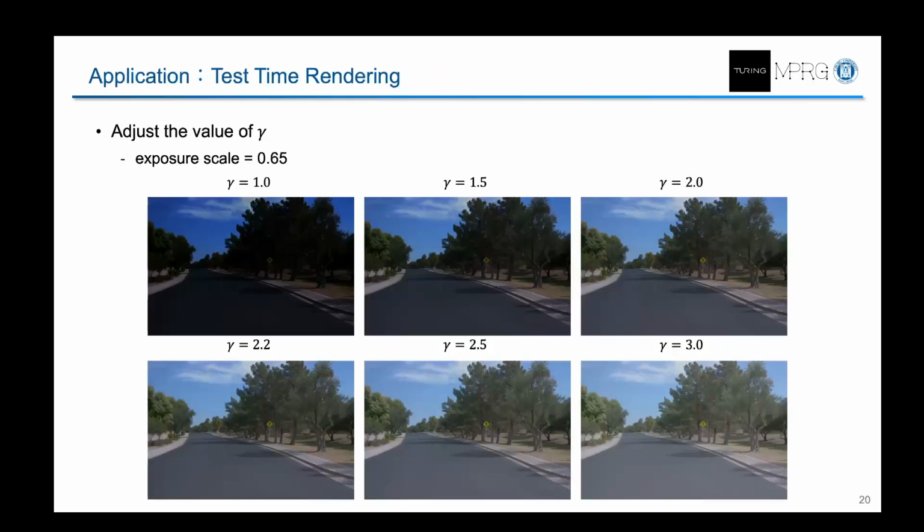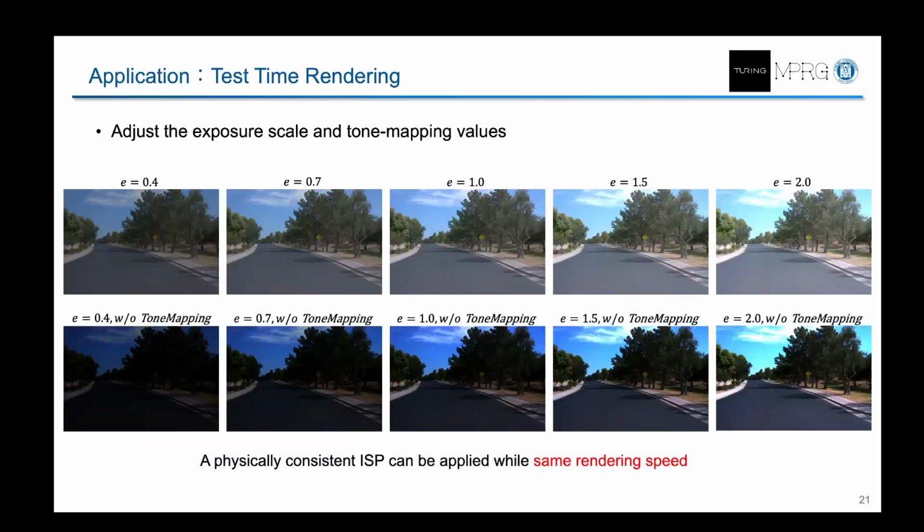Our method not only delivers excellent reconstruction quality, but also allows for the use of arbitrary parameters during rendering. In this example, we are varying the gamma value. You can also adjust the exposure scale or choose whether to apply tone mapping. Our method allows you to change camera settings without slowing down rendering.